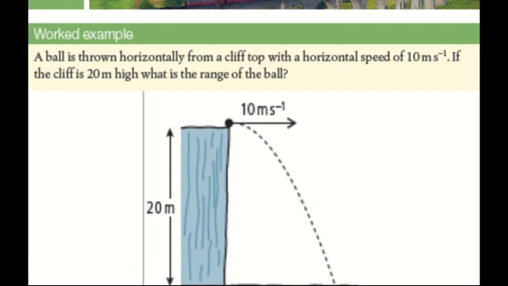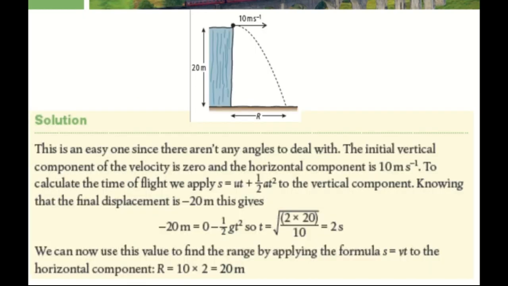And how do we do that? Well, we can use 1/2 at squared. S equals 1/2 at squared. And if we do that, we find that it takes 2 seconds for the ball to hit the ground.